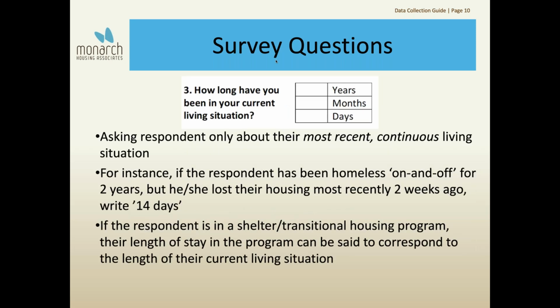How long have you been in your current living situation? Ask them about their most recent continuous living situation. So for example, if they have been on and off homeless for 2 years, but they lost their housing most recently 2 weeks ago, it would be 14 days. If the person is in a shelter or a transitional housing program, then you would write the length of stay that they had been in that program.